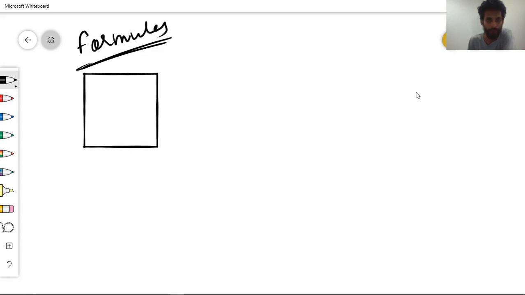First of all, the figure, this is A, B, C, D. When will this figure be called a square? This figure will be called a square when it has all the sides equal.